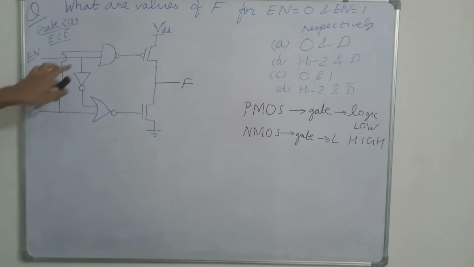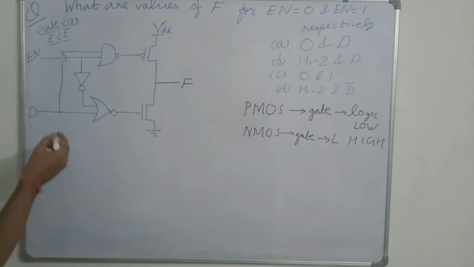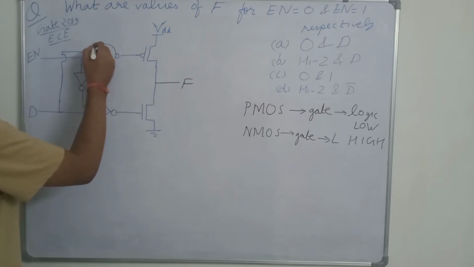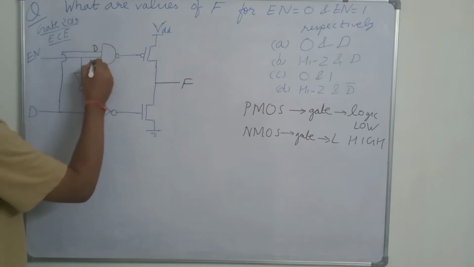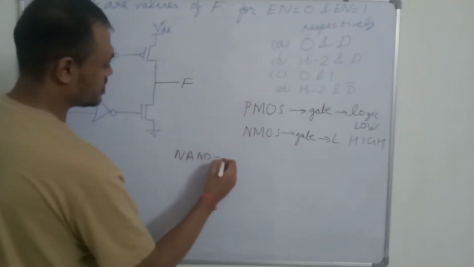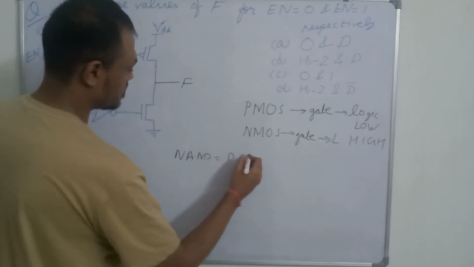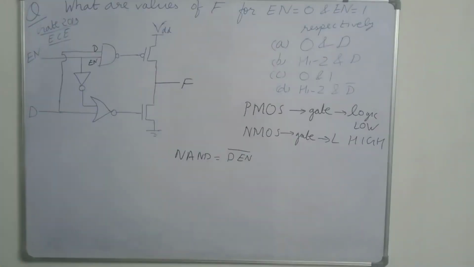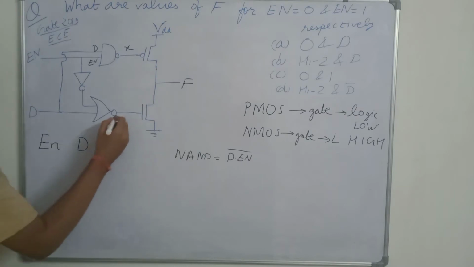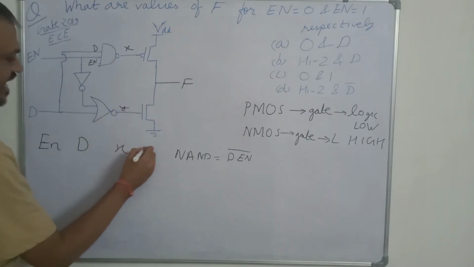So the input of this NAND gate is D.EN. This input is D and this input is enable. So output of NAND gate is D.EN whole bar. So we can draw the circuit like this. We can draw the truth table. So this is enable, this is D and let this be X. X is the output of NAND gate and Y is the output of NOR gate.